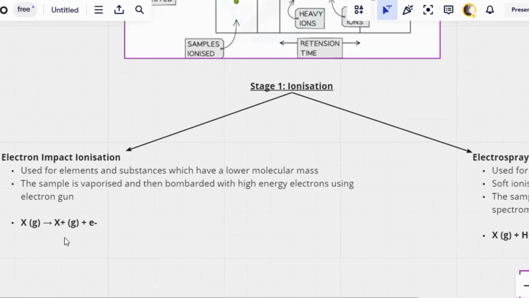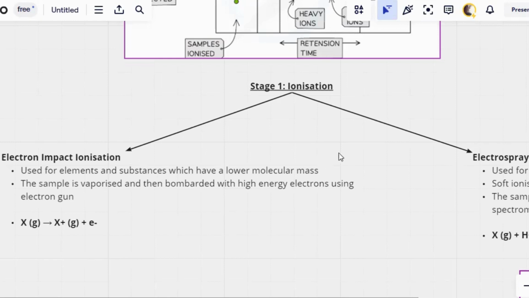So this accelerates them through the mass spectrometer, and the molecular ion can be broken down further, or fragmented, and the fragments are also accelerated through the sample and hit the detector. So it causes different peaks to show on the mass spectrum, which is then produced afterwards. So this is about the electron impact ionization.